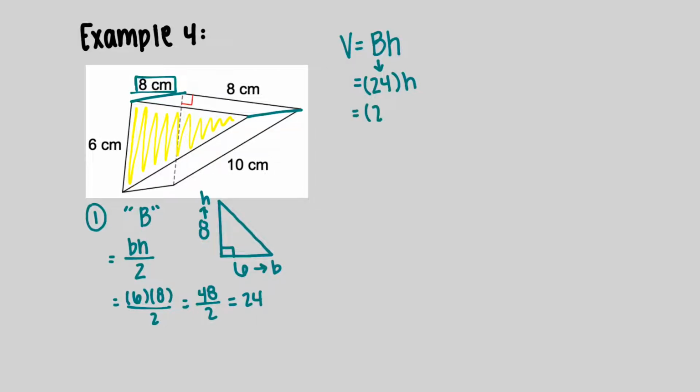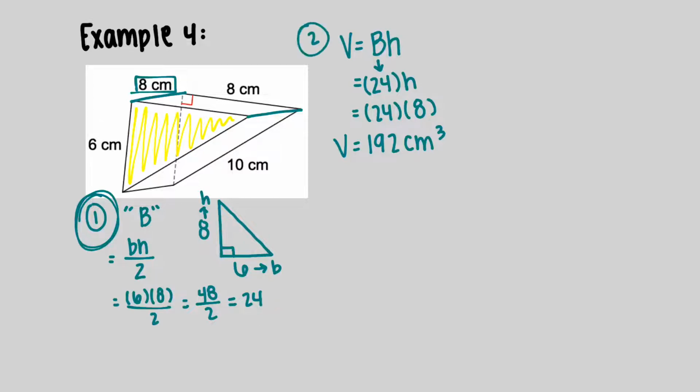You have 24 times 8. This is what your volume is going to be. When you plug that in, you should get 192, and it is centimeters cubed here. So remember, your first step was to first find the base and then find the area of the base. And then step 2 is to plug everything into the volume formula. Remember to be careful about that height because it may not always be the same as the height of your base.